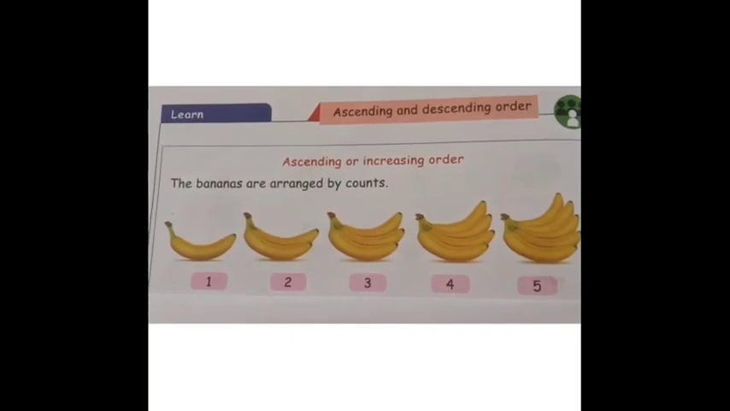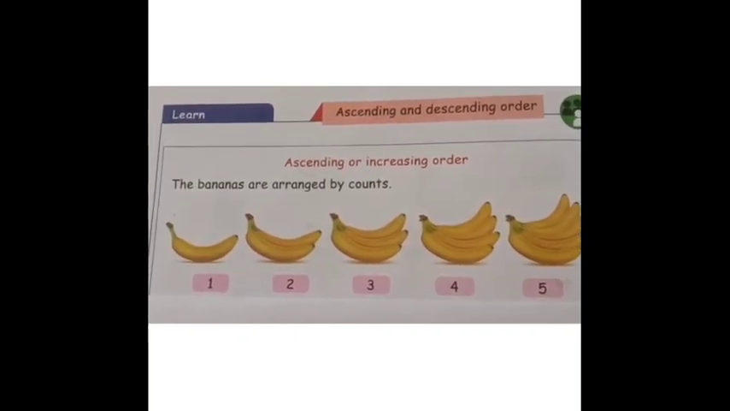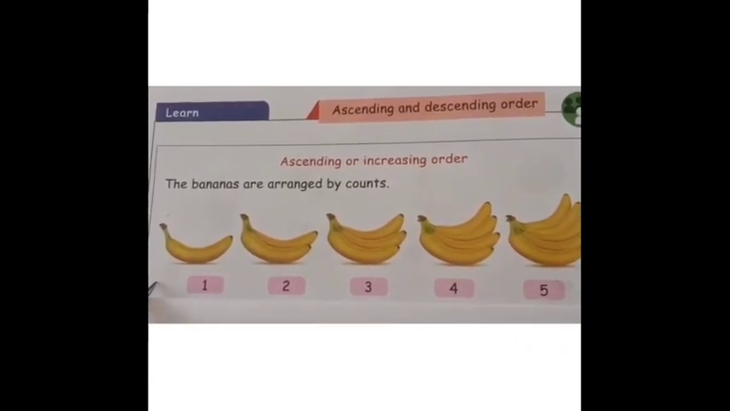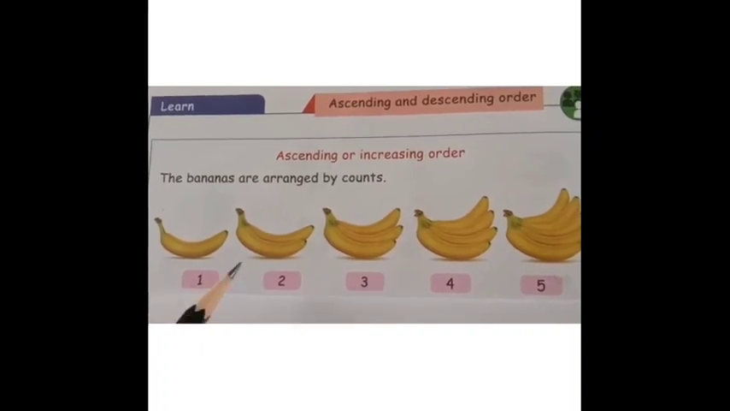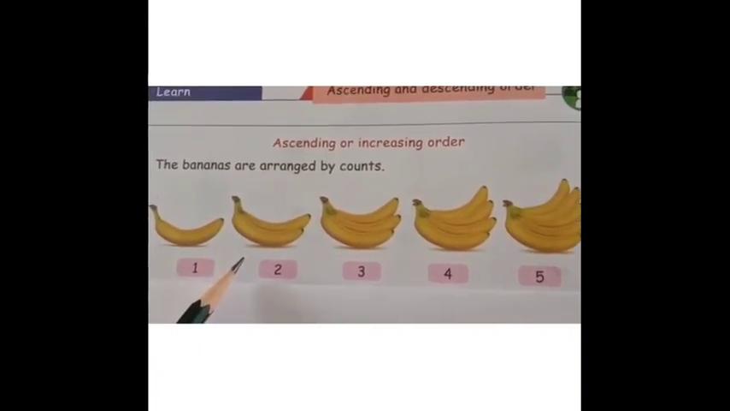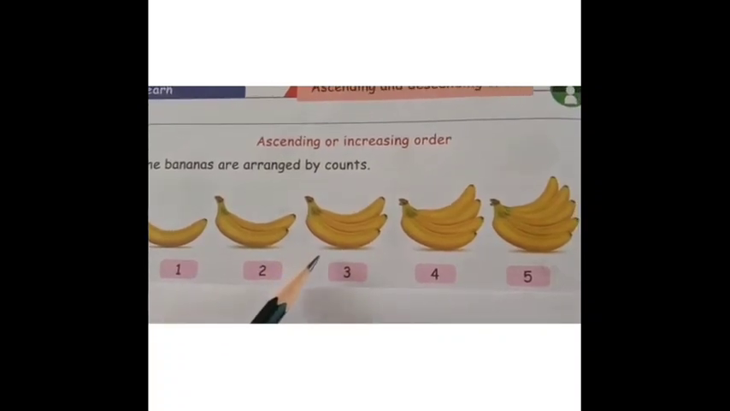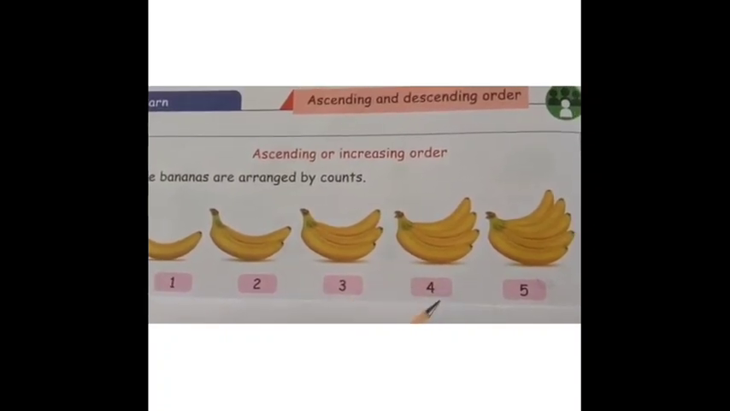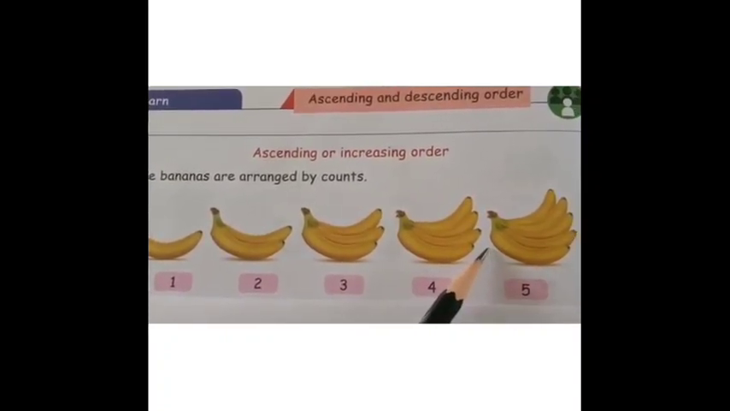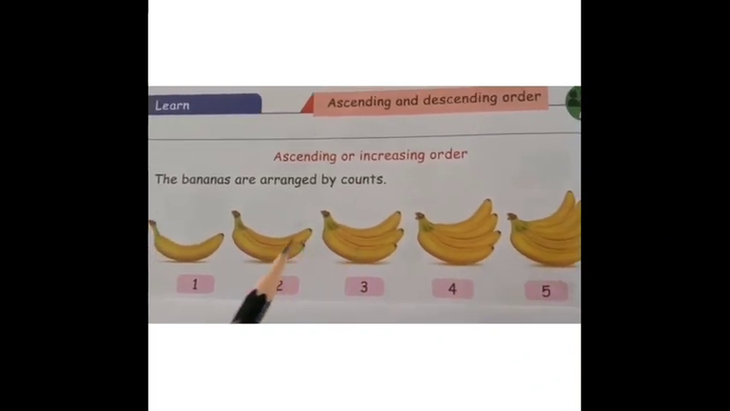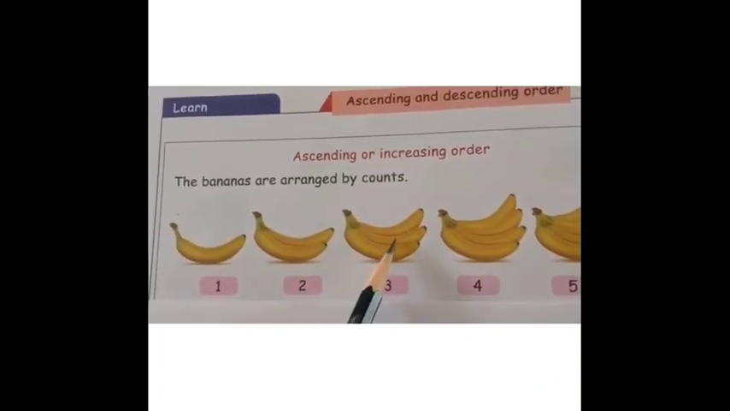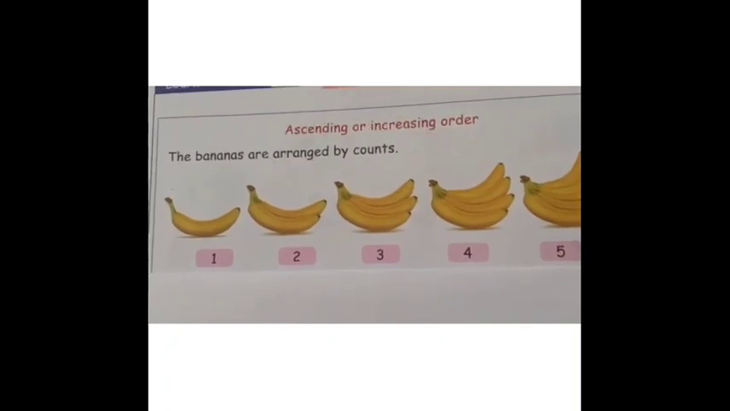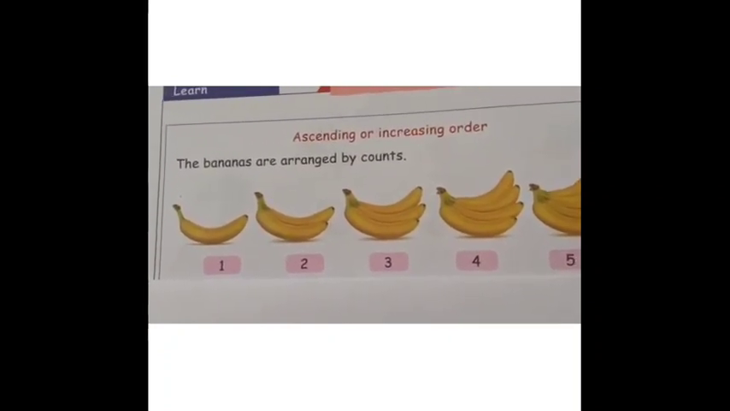Look at this example, children. The bananas are arranged by counts. First, there is 1 banana. Next, there are 2 bananas. Next, there are 3 bananas. Next, there are 4 bananas. Next, there are 5 bananas. Here, the numbers have been arranged from the smallest to the biggest. This order of arrangement is called ascending order.